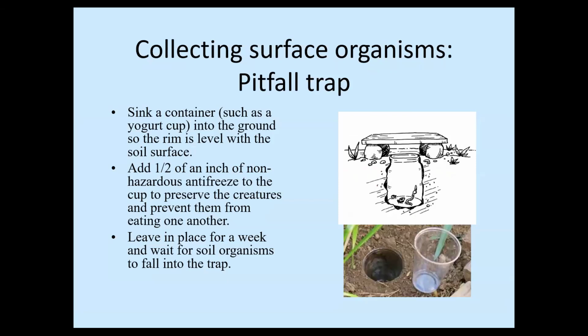Well, you might just see them on the soil surface, but one way that Ellie and I are going to look at in more detail is to use pitfall traps. And a pitfall trap is just a cup that's sunk into the ground that's level with the soil surface. And we can put a little bit of soapy water or non-toxic antifreeze at the bottom of that cup. And that's there to prevent the animals that fall in the cup from eating one another. Because then you might come back and just find one giant spider.